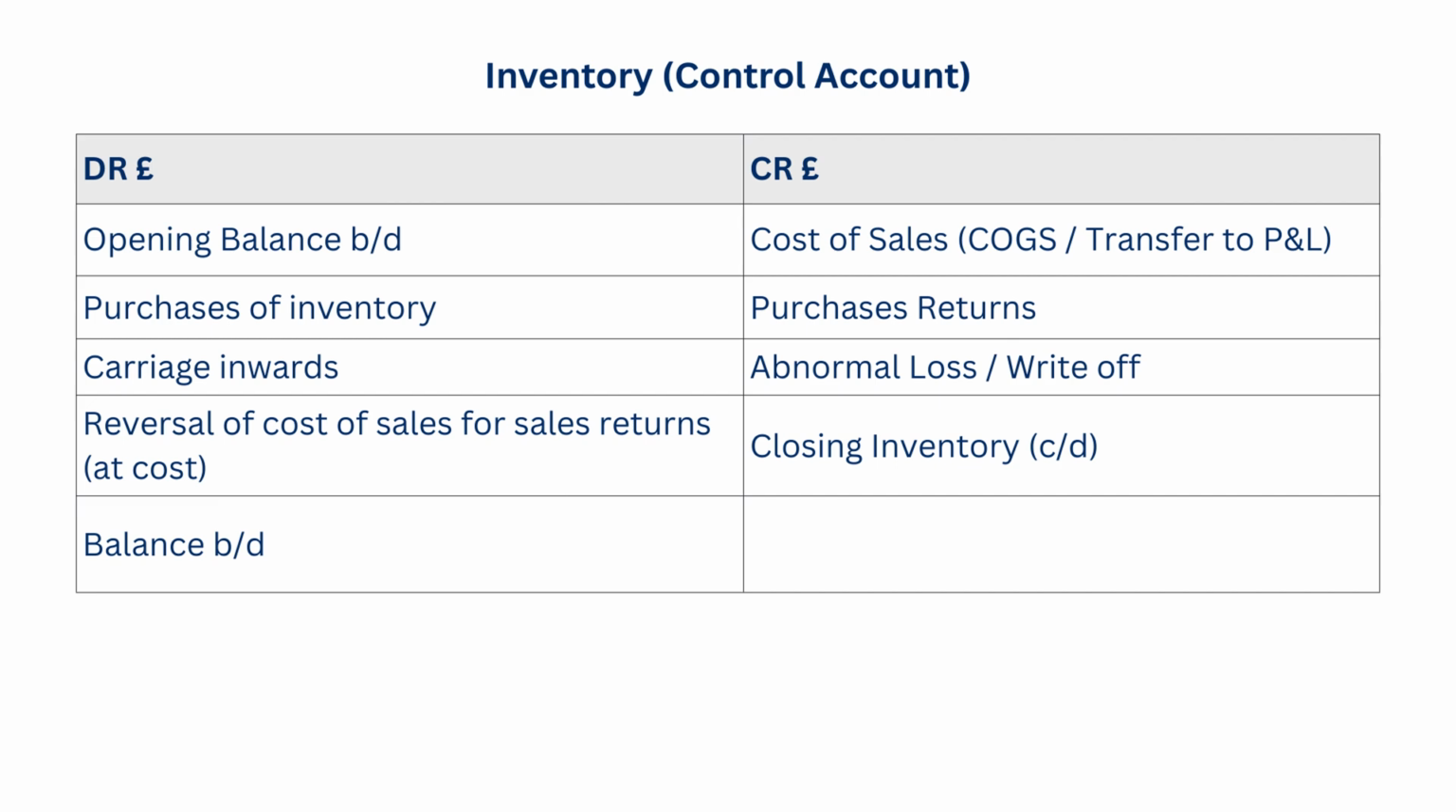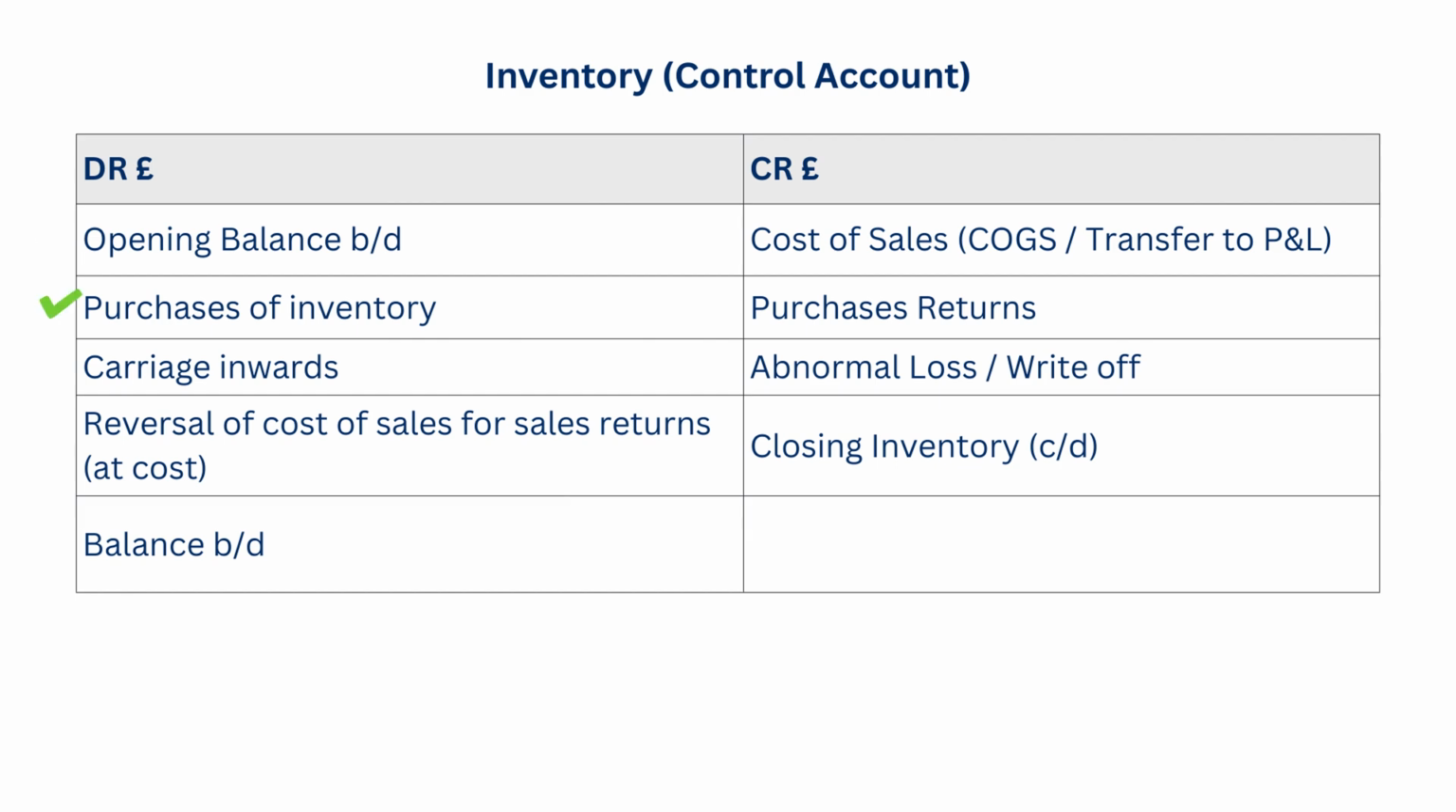Now let's look at the inventory control account. The purpose of this account is to record all movements in inventory at cost, not at selling price. This aligns with International Accounting Standard 2, which requires that inventory is measured at cost unless net realisable value is lower. Inventory is an asset, so increases in inventory are recorded on the debit side and decreases are recorded on the credit side. We start with the opening balance brought down from the previous period. This is the value of the inventory the business already had at the start of the period. Since inventory is an asset, opening inventory appears as a debit balance.